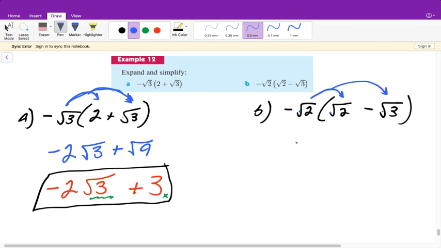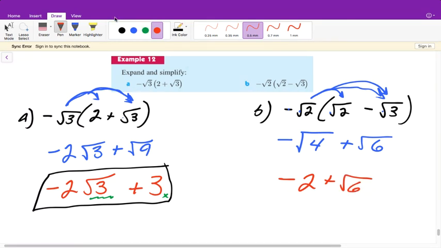So a negative times a positive will give me a negative, and square root of 2 times square root of 2 is square root of 4. Negative times a negative gives me positive. Square root of 2 times square root of 3 gives me square root of 6. Simplify anything that I can. So this will then give me negative. Square root of 4 is 2, so it's negative 2 plus the square root of 6. Right? And then there's nothing else that we can do from here.